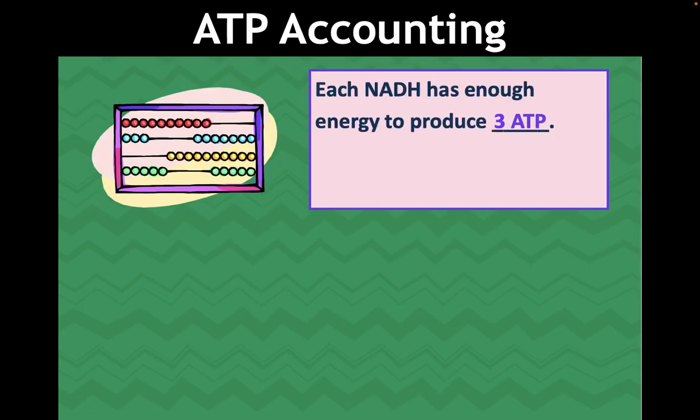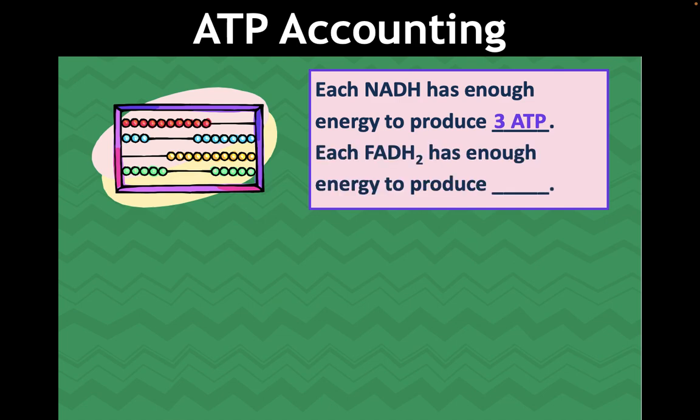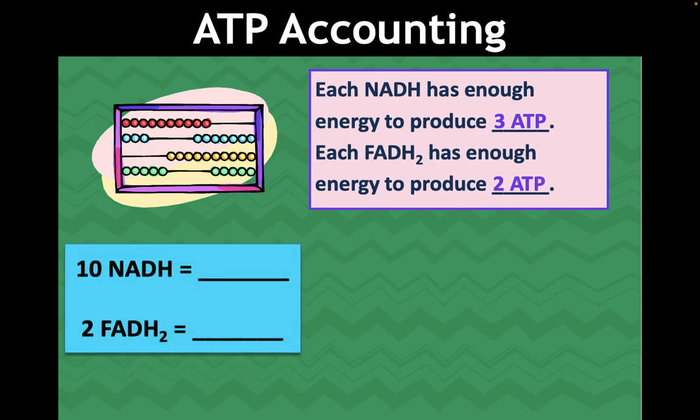Now, if each NADH has enough energy to produce 3 ATP, and each FADH2 has enough energy to produce 2 ATP, then I want you to go ahead and calculate how much ATP 10 NADH will produce, and how much 2 FADH2 will produce, using this information up here.